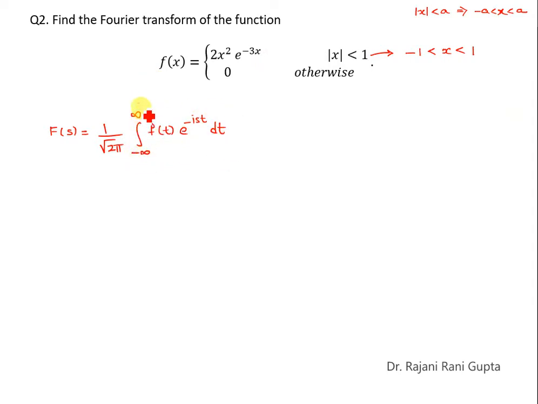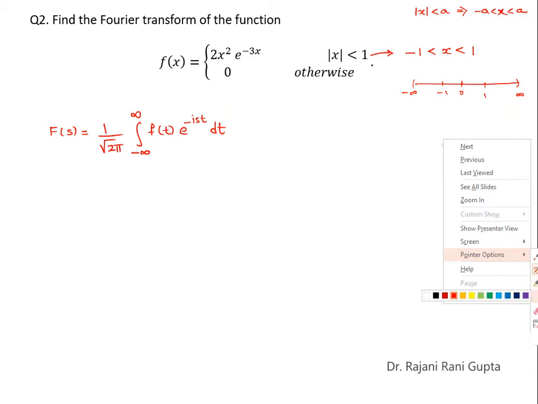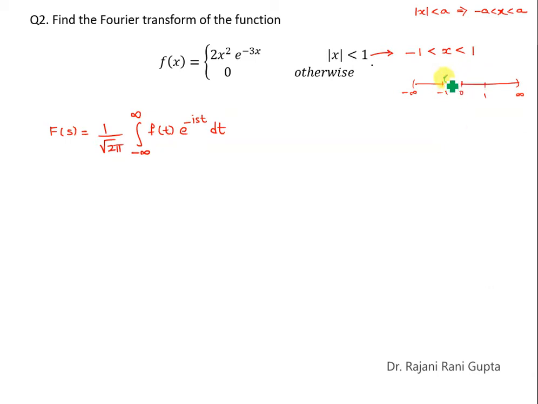Now look at our function. This integral is defined from minus infinity to infinity, but our function takes this value only from minus 1 to 1. In the remaining places, its value is 0. So if we draw a number line, say this is 0, minus 1, 1, and here we have minus infinity and infinity, our function is taking a non-zero value only in this interval. In the remaining interval, the value is 0. So this integral from minus infinity to infinity is reduced to the integral from minus 1 to 1.